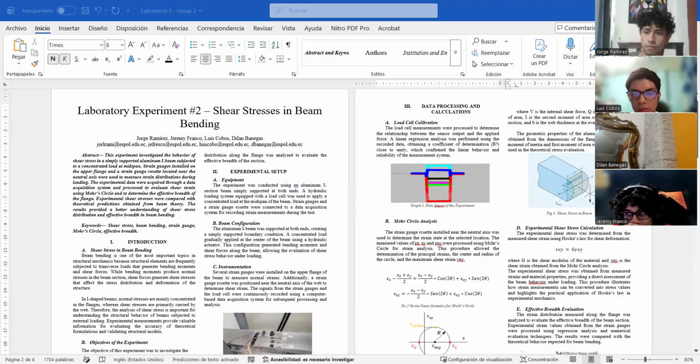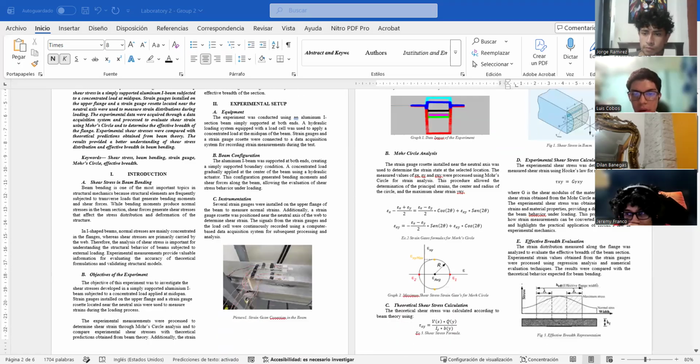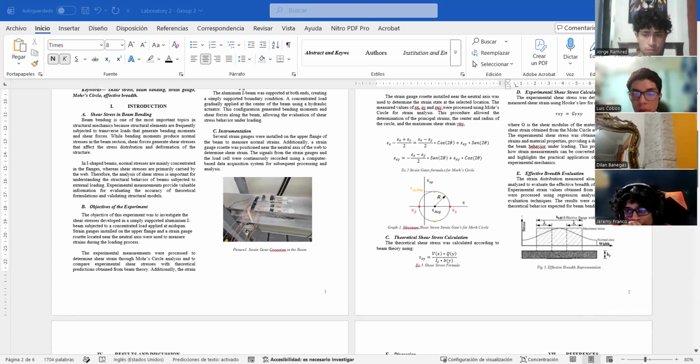Then for the experimental shear stress calculation, we apply Hooke's law, that is G times the shear strain in the XY direction. And for the effective breadth evaluation, we measure along the flange to evaluate the effective breadth of the section of the beam. The experimental values from the strain gauge were processed, and we use regression analysis and numerical evaluation techniques. Thank you.